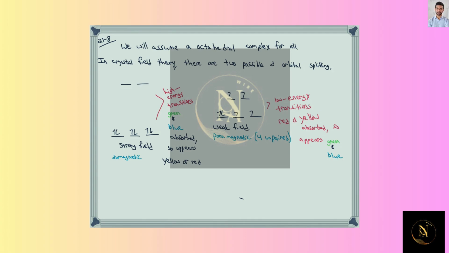So it's likely that we have 2 coordination compounds with negatively charged ligands, resulting in a strong field, and 2 of them with neutral ligands, resulting in a weak field, causing a red or yellow solution in this case, and a blue or green solution in this case.